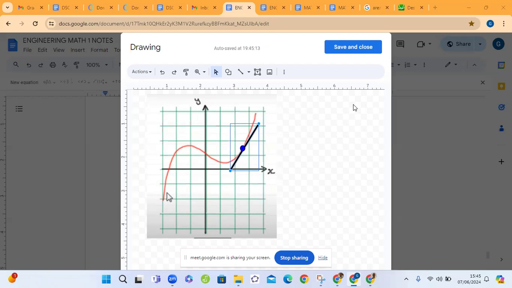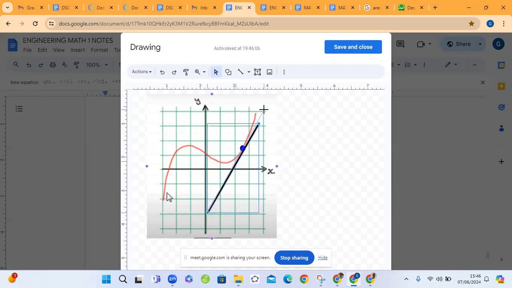a particular point. So what you need to do now is to identify a point and to draw a tangent at that point. The tangent now would be a straight line that barely touches the curve at that point. And now the gradient of that tangent will be the gradient of the curve at that point.